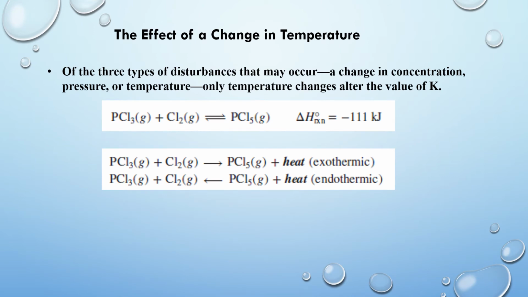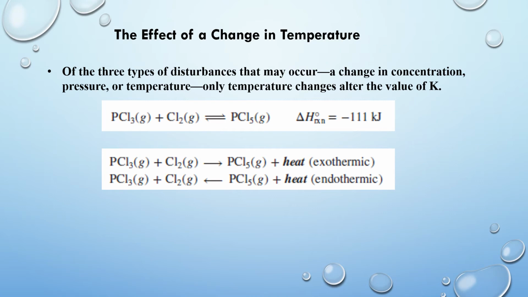As we mentioned earlier, among all the three changes which could affect the equilibrium position of the chemical reaction, only a change in temperature affects the value of K, the equilibrium constant. A change in concentration and a change in volume do not.